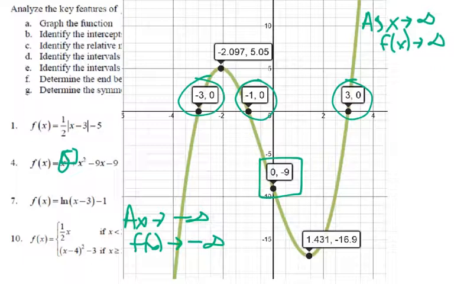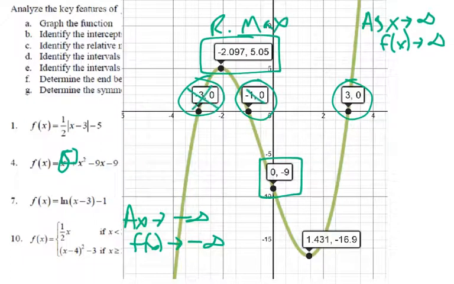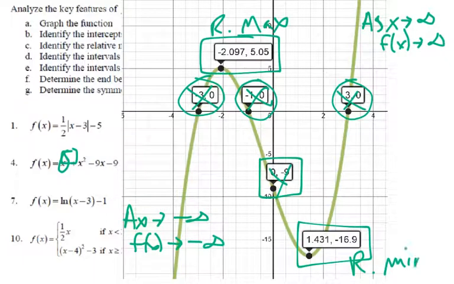We've got a relative maximum here. This is (x, y). And we've got a relative minimum here. You write those right here as points. Then positive and negative and symmetry.